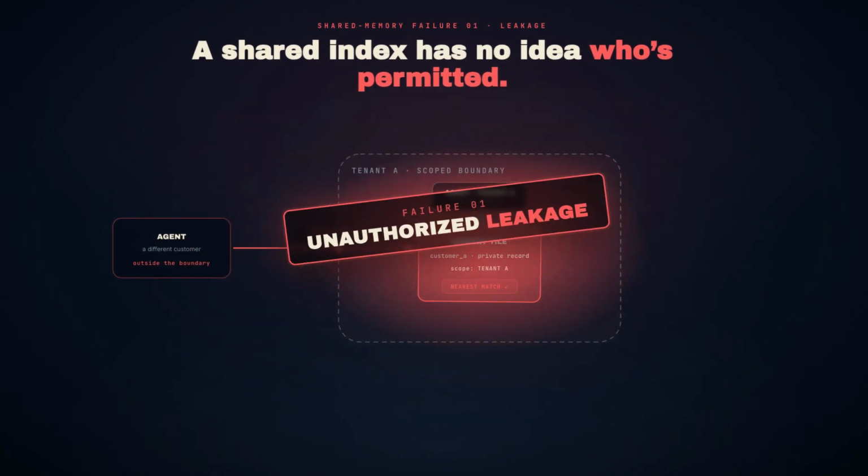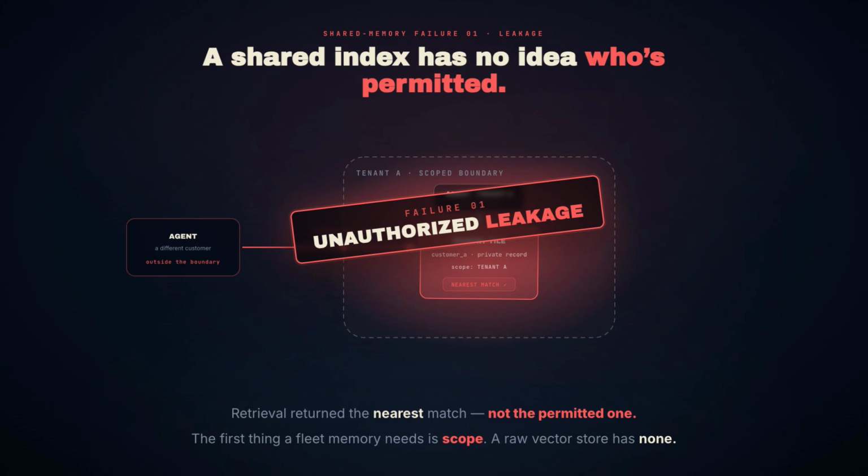That's unauthorized leakage. Memory readable across lines it was never meant to cross. A shared index has no concept of who is permitted. The first thing a fleet memory needs is scope, and a raw vector store has none.